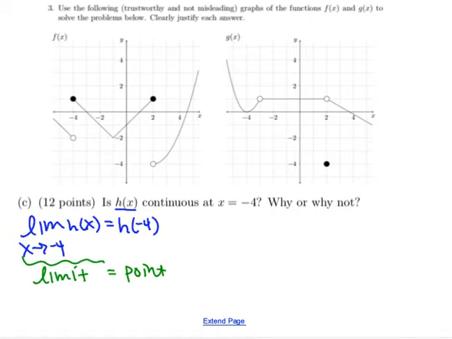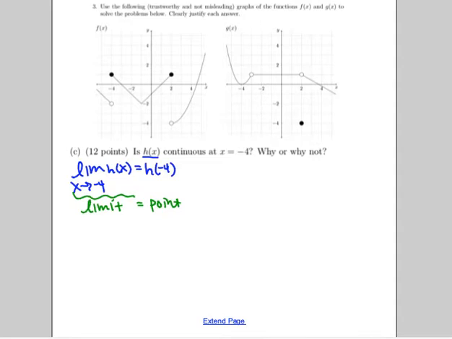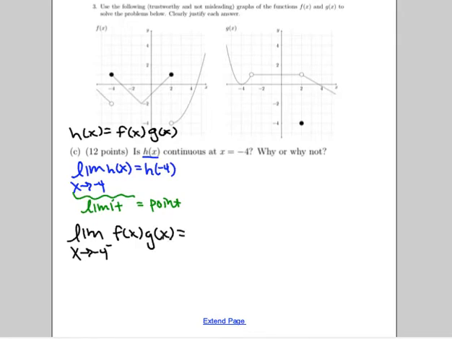So in order for it to be continuous, you got to have your limit and your point. In order for a limit to exist, you got to check your left and your right. Okay, so we're going to do left, right, and we got to check that point. So, limit as x approaches -4 of h of x, and h of x was defined above, right? Is that what it was from part B? Yes, okay. So we got the limit as x approaches -4 from the left, f of x times g of x. We're going to find that.